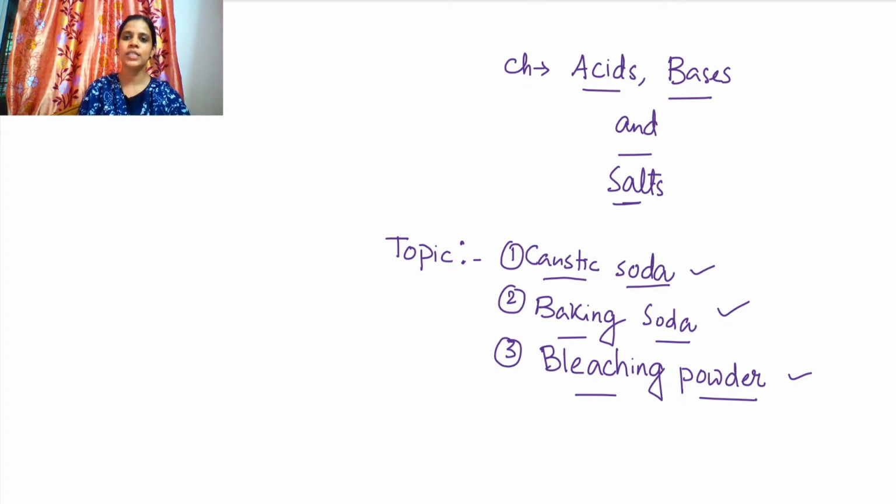First I explain caustic soda. What is caustic soda? What is the formula of caustic soda? The formula of caustic soda is NaOH.